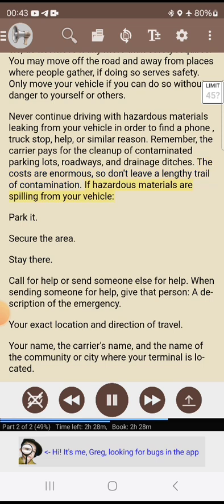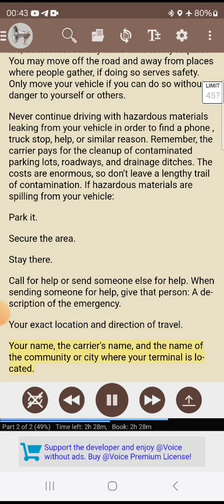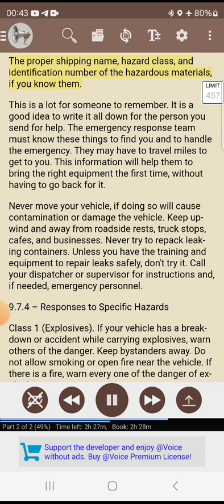If hazardous materials are spilling from your vehicle, park it. Secure the area. Stay there. Call for help or send someone else for help. When sending someone for help, give that person a description of the emergency, your exact location and direction of travel, your name, the carrier's name, and the name of the community or city where your terminal is located, the proper shipping name, hazard class, and identification number of the hazardous materials, if you know them.